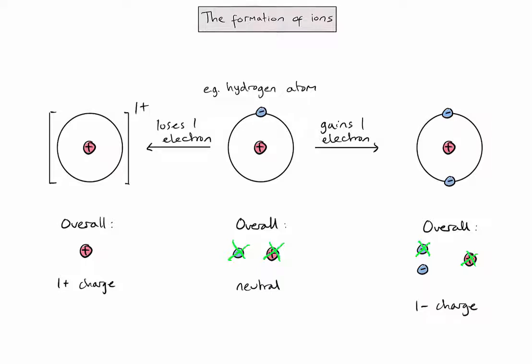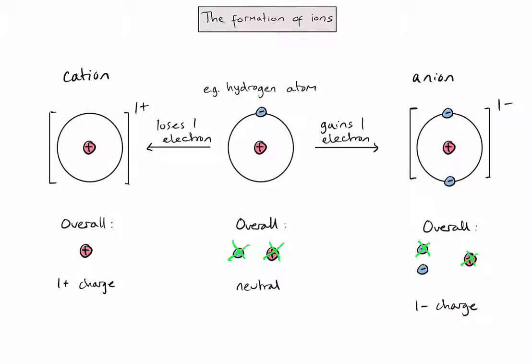As a quick reminder of two other important terms here, on the left-hand side, when my atom loses an electron, we've formed a cation, which is a positive ion, and on the right, where we formed a negative ion, we can also call that an anion.